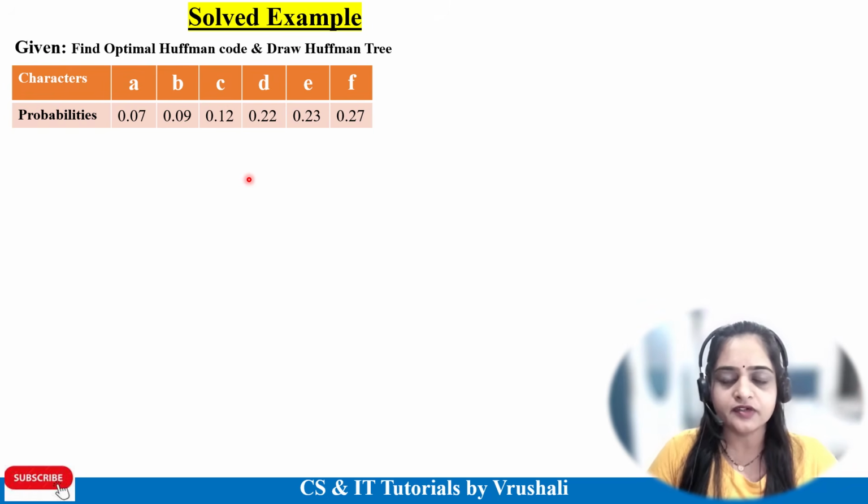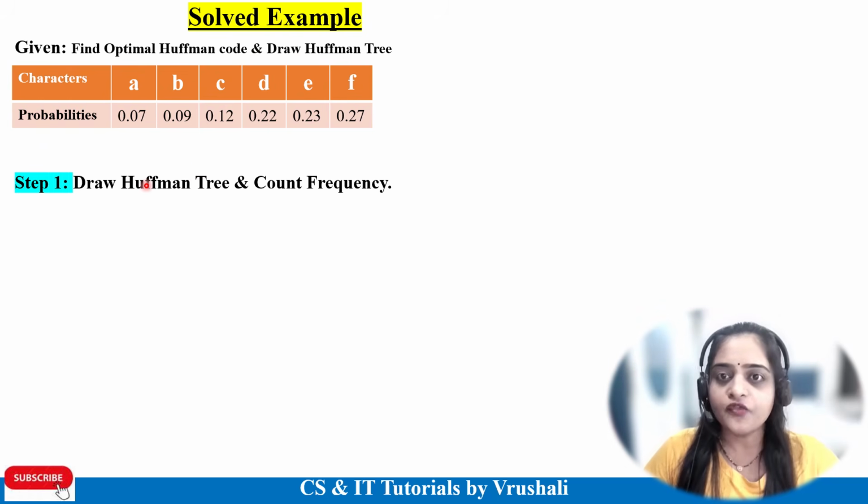By using the Huffman algorithm. See, so characters and probabilities are given. For example, character A occurs in a particular file 0.07 times. This is the probability, right? Sometimes probabilities are given, sometimes frequencies are given, right? But you have to solve the example with similar steps. Now the B character, its probability is 0.09. Similarly C, D, E, F. Every character's probability is given. And you have to find the optimal Huffman code and draw the Huffman tree.